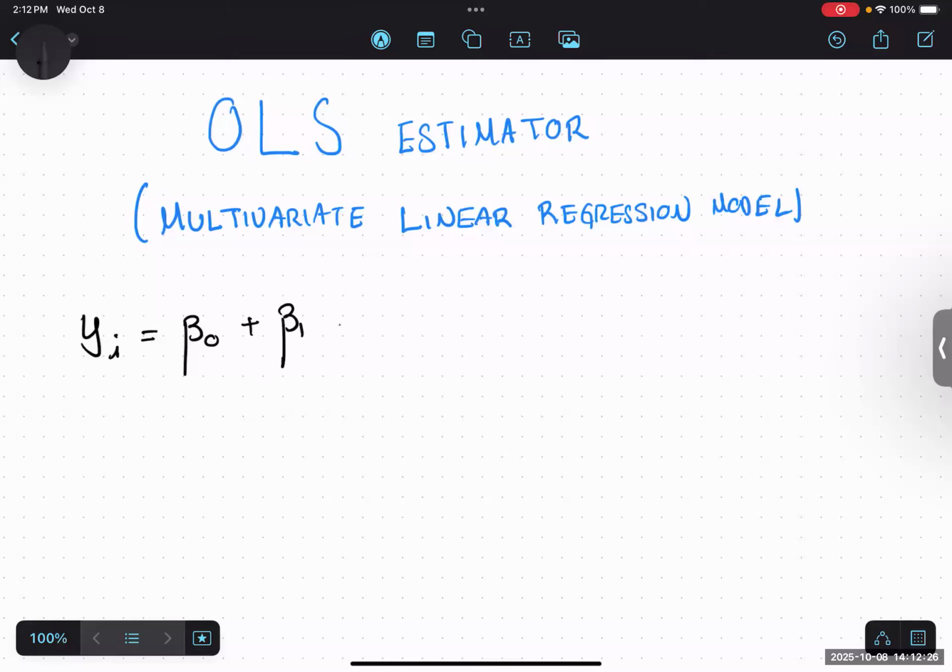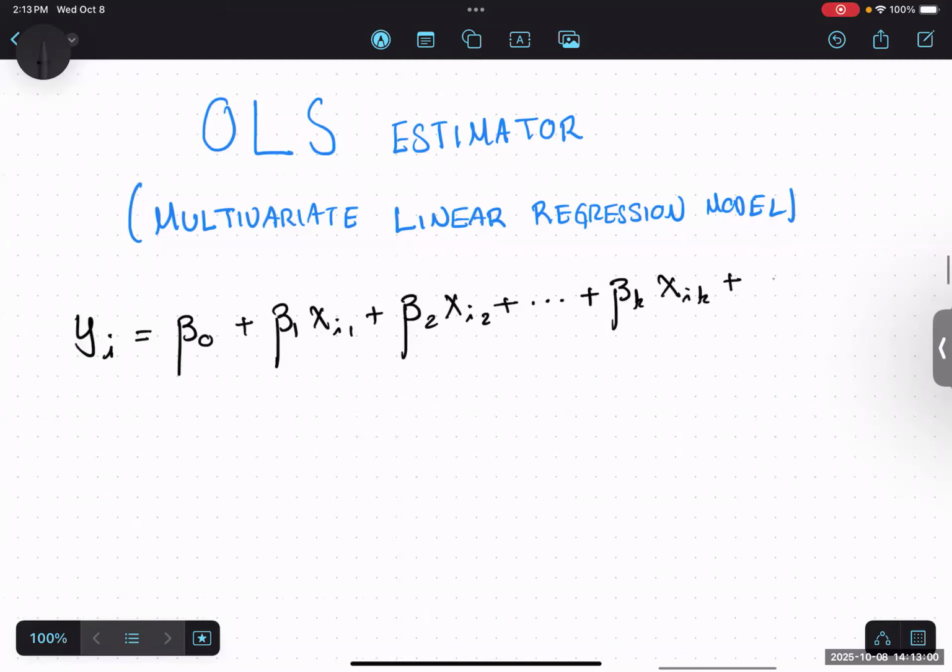So now the intercept is beta naught. Your first regressor will be x1, x2, and so on, right? So the coefficients of each of these regressors will be distinguished by the different subscripts. So all these are betas, but the subscripts correspond to the specific regressor. So the last one is beta k, xik. And of course, since this is the population model, we include the error term.